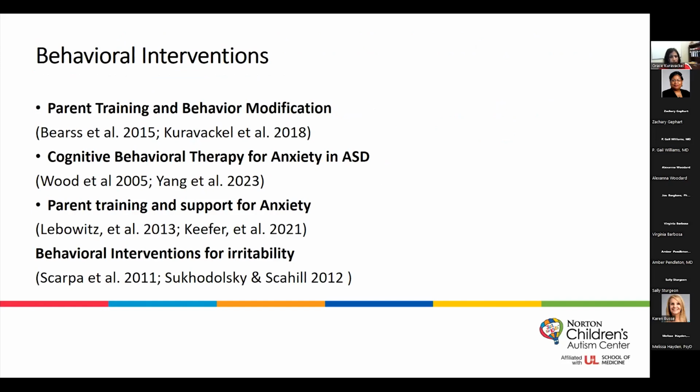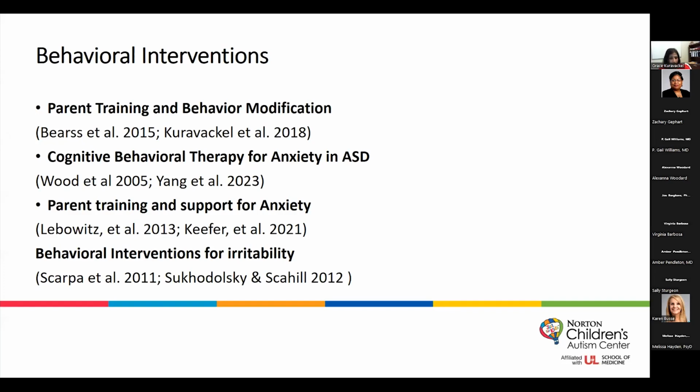So switching to some of the evidence-based behavioral interventions that are typically used, parent training and behavior modification is very well known and used a lot. It has a lot of good evidence behind it. Cognitive behavioral therapy for anxiety and ASD comes with some modifications and also has a lot of good evidence behind it.